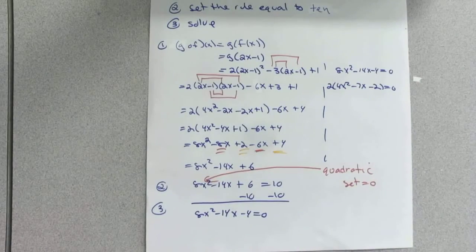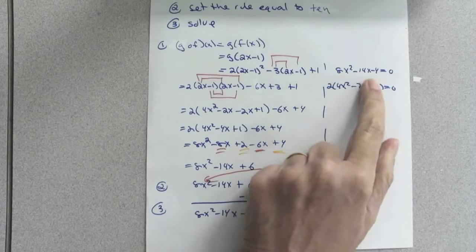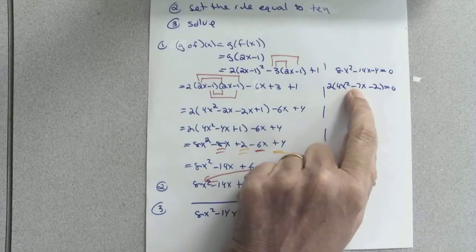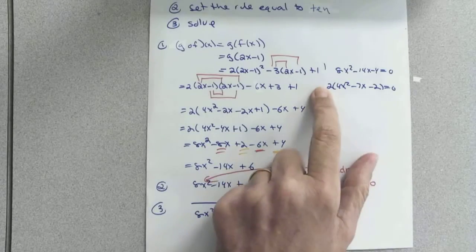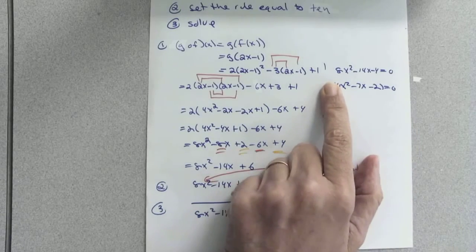Or you could divide everybody by 2. It doesn't matter. Either factor out a 2 or divide everybody by 2. And we'll get 4x squared minus 7x minus 2. And then you can take this guy right here. You could ignore the 2, because the 2 multiplying is not contributing to it being equal to 0. So I can pretty much ignore the 2 now.